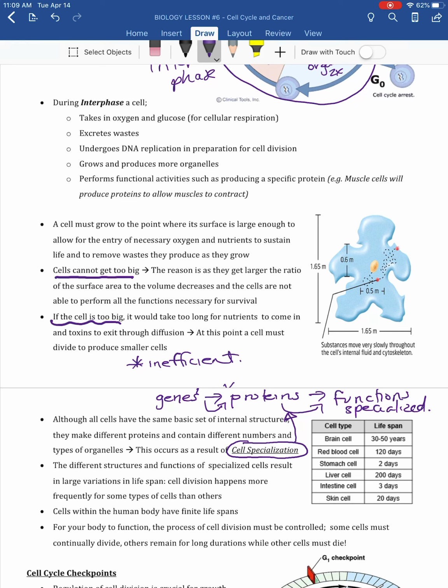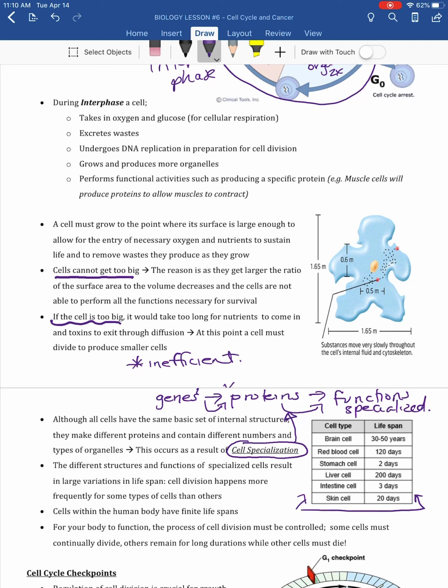Now, because these cells specialize and they have different functions, they also have different lifespans. Normally I would play a game, guess which cell is alive for the longest, which cell would have the shortest lifespan. But we don't have time for games anymore, boys and girls. So we're going to go straight to the chart here. As you can see, your intestine cell lives the shortest lifespan.